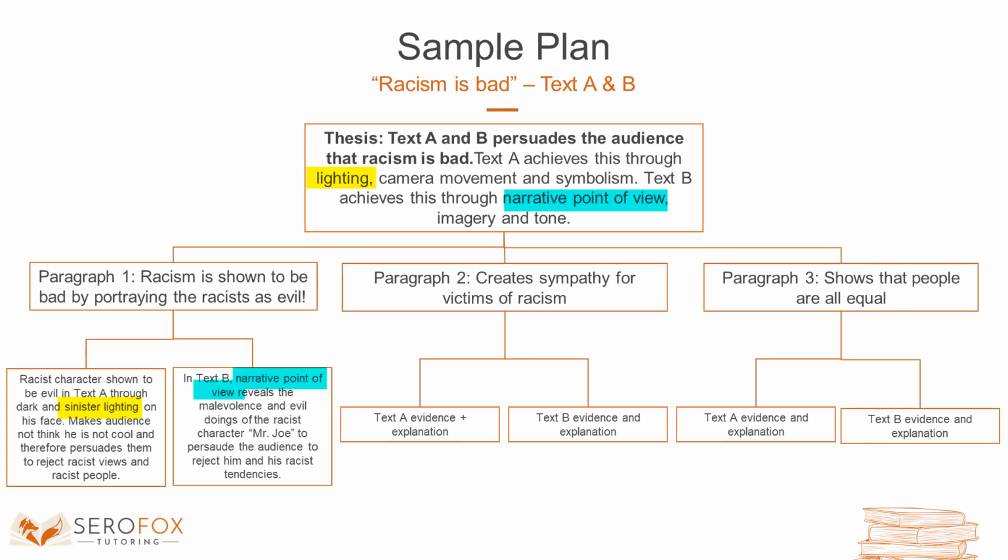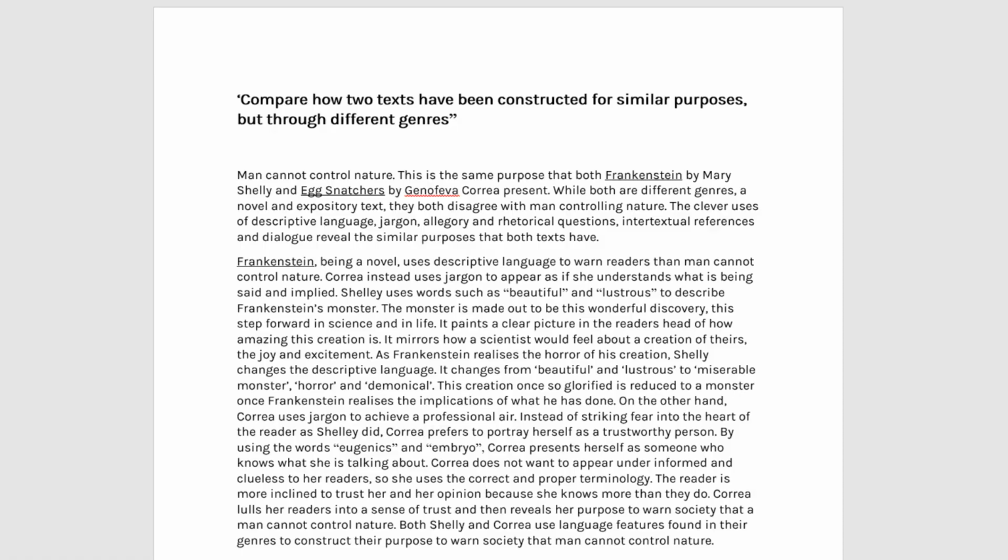So let's take a look at a real example response to this question. I haven't changed the response at all, and I've only fixed some punctuation and spelling to make it a little bit more accessible. Before you read it, just understand that the writer's chosen texts are Frankenstein by Mary Shelley and Egg Snatchers by Genoveva Correa, which I am not familiar with and cannot find on Google. But from the essay, I understand that it is an expository text about eugenics and gene selection in human embryos to create the exact types of humans we want. So that's just a little bit of background information in there to help you understand the essay. Alright, so let's get into the reading.